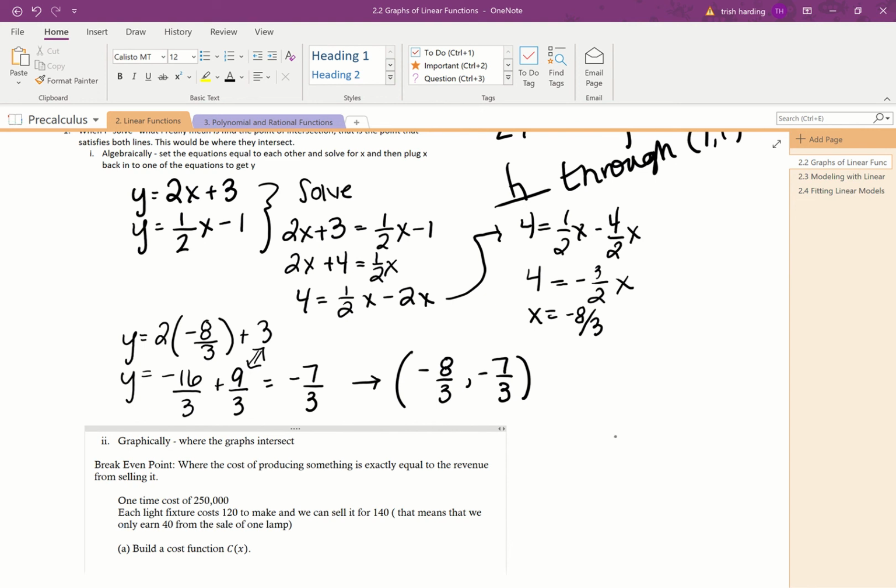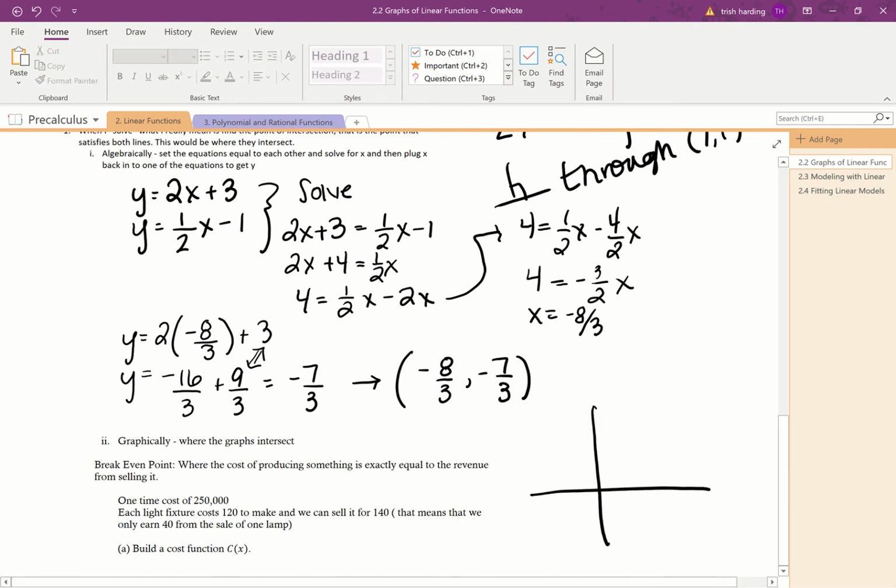When you talk about a one-time cost, that is immediately where you start out. And what that means is if I was going to graph how much money it costs to make these lampshades, in order to make these lampshades, I have to have a factory, hire people, but that's only a one-time cost, right? From the downtime from hiring people. So there's going to be a one-time cost of $250,000.